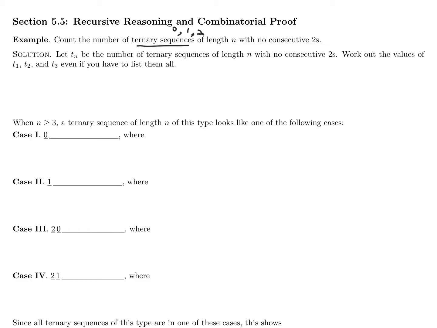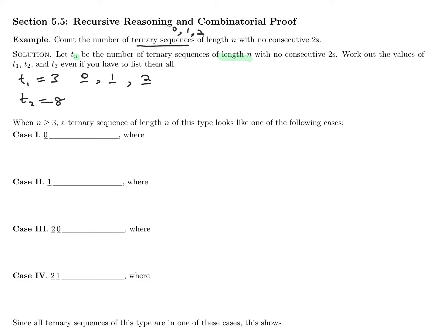So the first few values: the subscript here, when we say t sub n, the n that we're referring to is the length of the sequence. So t sub 1 is referring to sequences of length 1, and not only are there not very many of them, but it's impossible for any of them to violate the condition, because the condition says you can't have two 2's in a row, and these don't have two of anything in a row. So that'll be all of the possibilities of length 1.